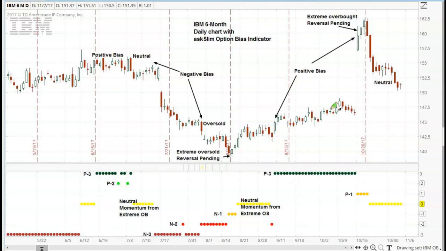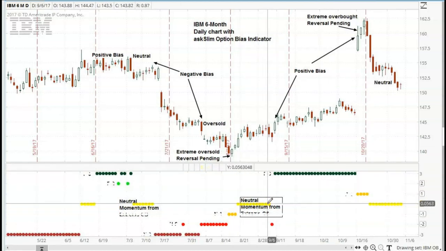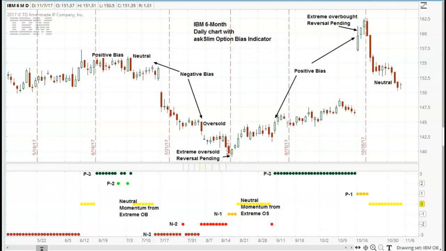And then what happened over here is the N1 reading. When you get to N1 orange, it says it is extreme oversold and a reversal is pending. You can see that you had 3 days in a row of that reading, and then it made the bottom and it started to move up. Fantastic right there. Now, when it turns yellow after an N1 reading, it essentially says that the N1 reading is gone, but the momentum from the extreme oversold condition can continue. So that's exactly what happened in here.